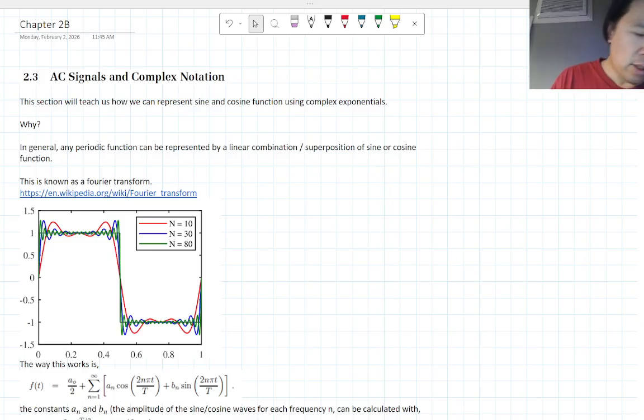Hi everyone. In this lecture, we're going to be covering section 2.3 in Daniel Steck's textbook.